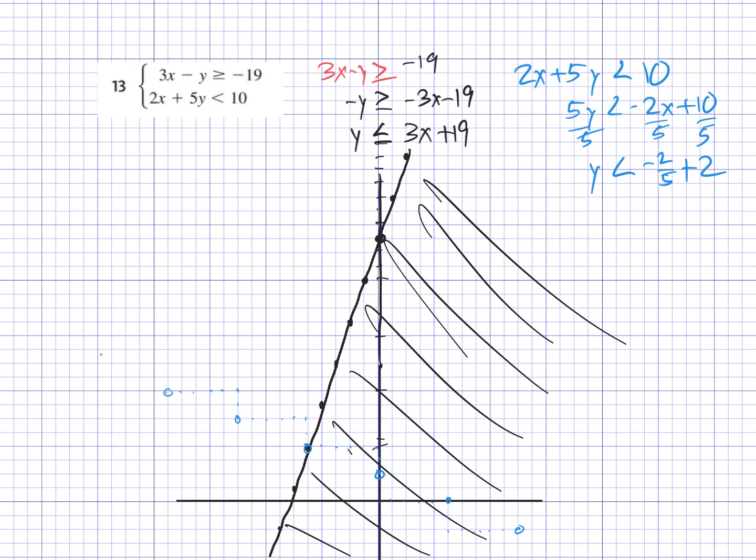Okay, so that's a dotted line. It's less than, so it's shaded below. So we can see if we shade it in red, we can do shading here. That's where the double shading would be.